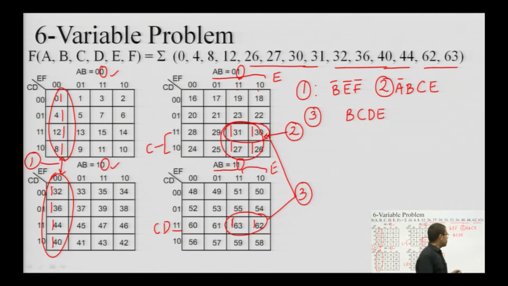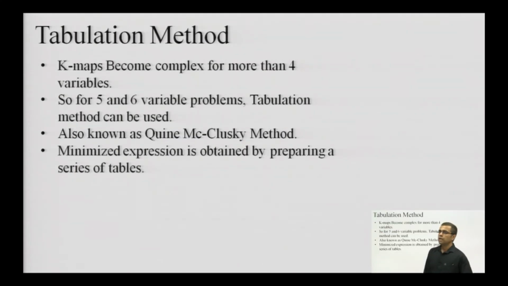So, in this way if I add 1 plus 2 plus 3, this will be my final answer of this 6 variable K map. In this way we can solve any 6 variable K map problem. Now, continuing with the second topic of our today's lecture, tabulation method. This tabulation method is very useful.